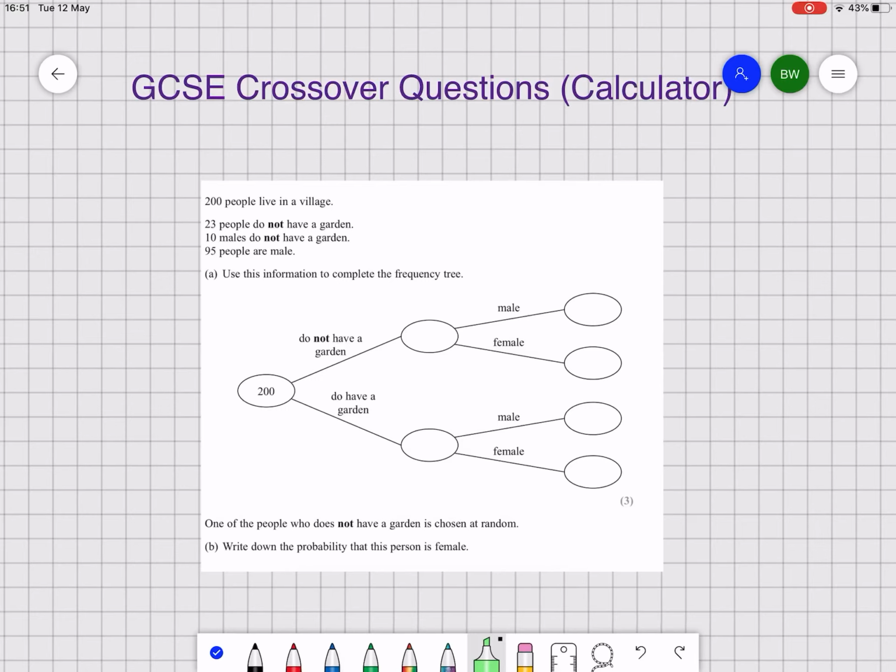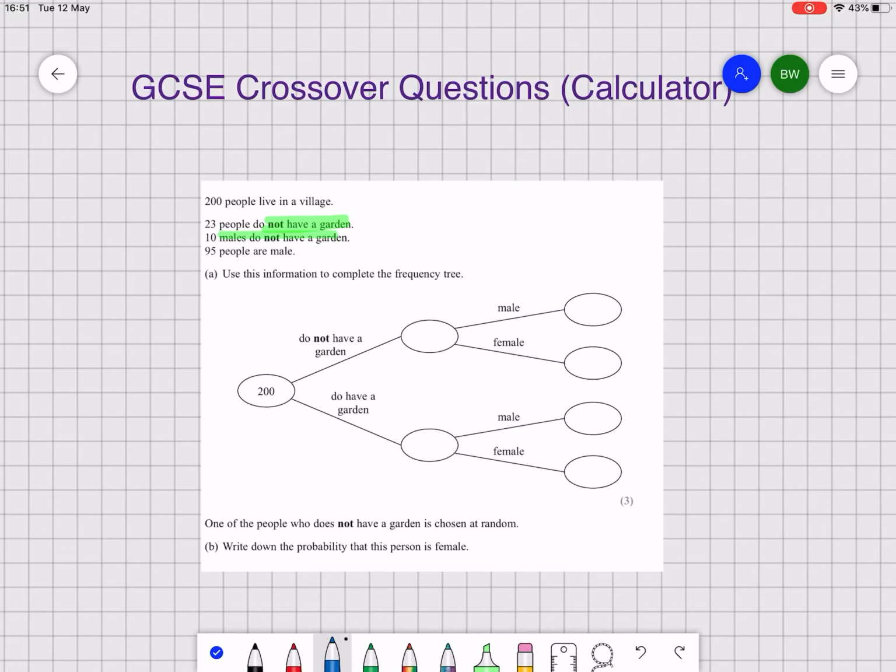So 200 people live in a village, 23 do not have a garden, 10 males do not have a garden. It's important that it says people and then males. 95 are male. Use this information to complete the frequency tree. So I'll pause the video now and then give that a go.